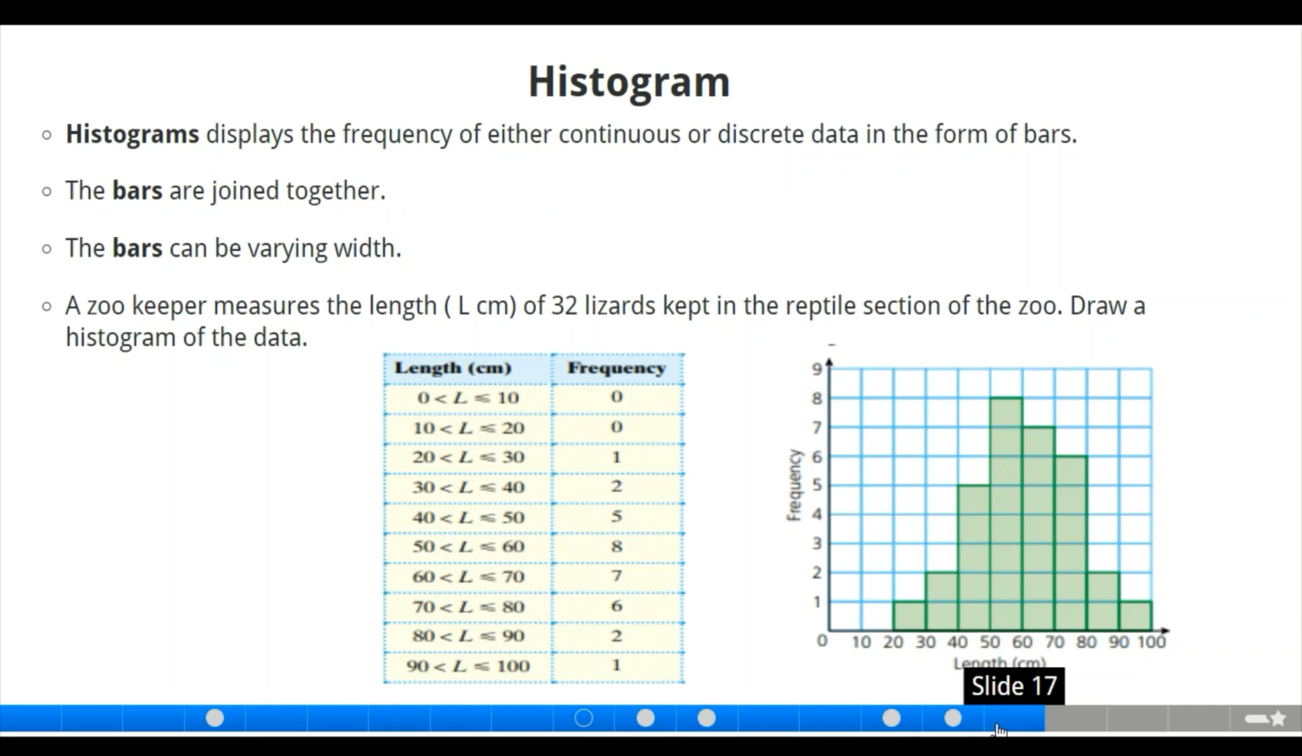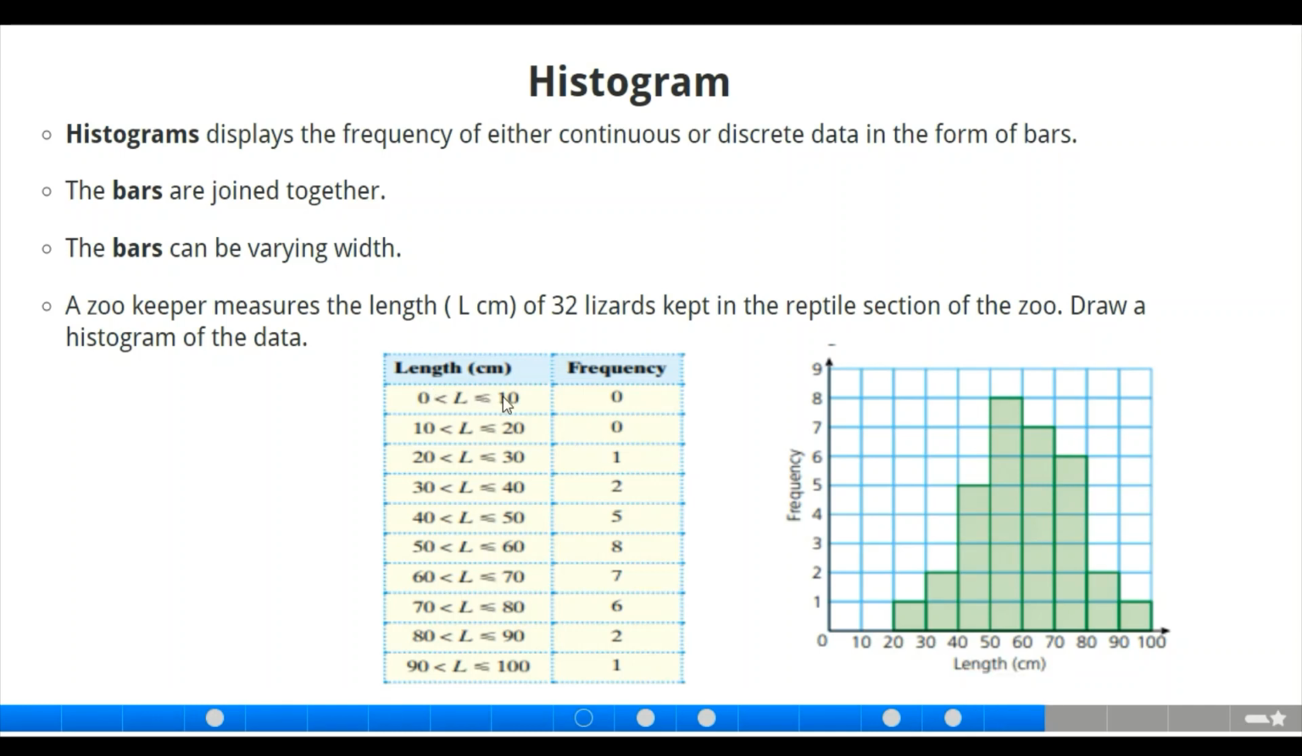So the bars are joined together, and the bars can be varying in width. Okay, so let's look at an example here. The zookeeper measured the length of 32 lizards kept in the reptile section of the zoo. Draw a histogram to show this information. Okay, so we have the information here.